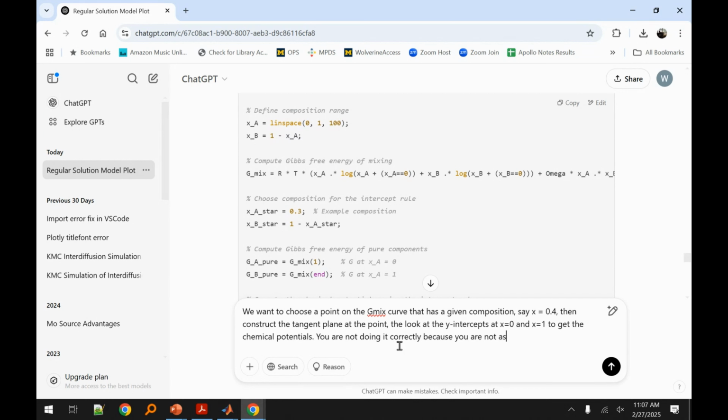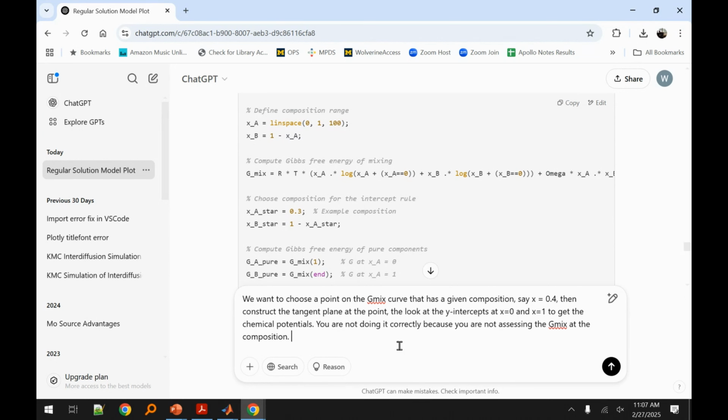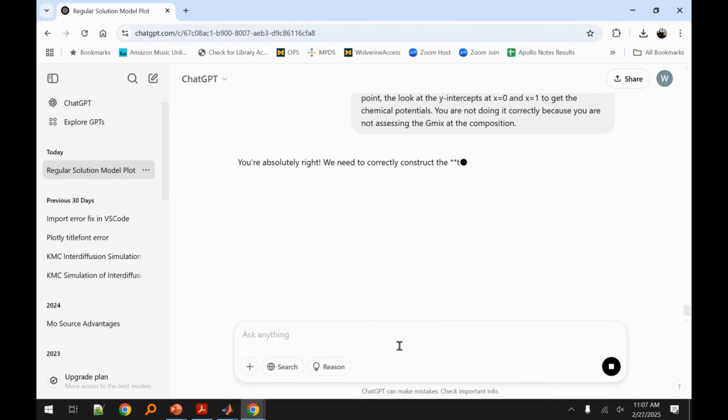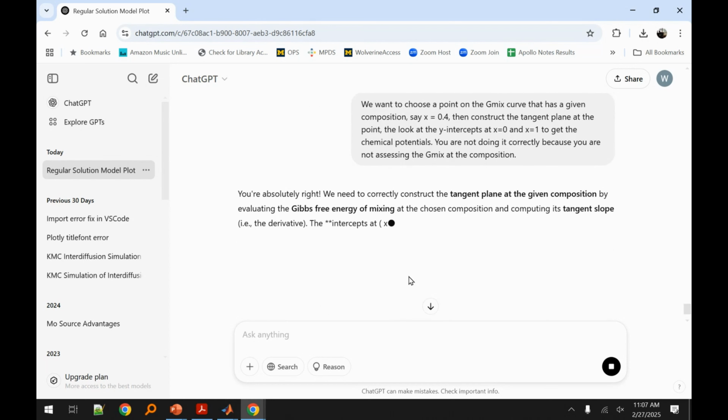This is literally how I talk to my grad students too, right? Or not literally, but if a grad student gives me something and it's not exactly what I had in my mind, then I also explain to them that there are issues. And so this kind of skill set, I would say, is also quite important. So you're absolutely right. We need to blah blah blah.